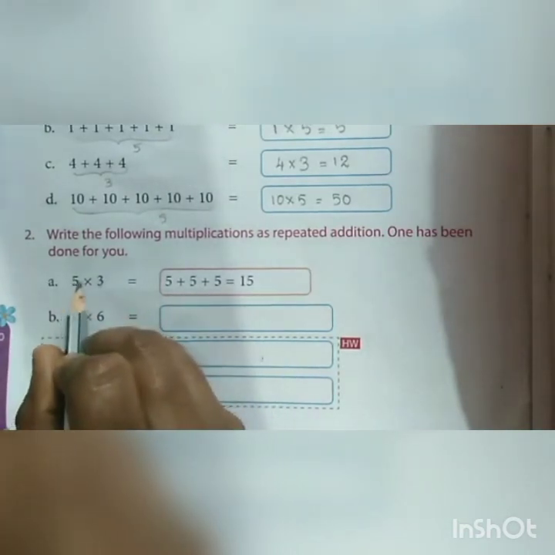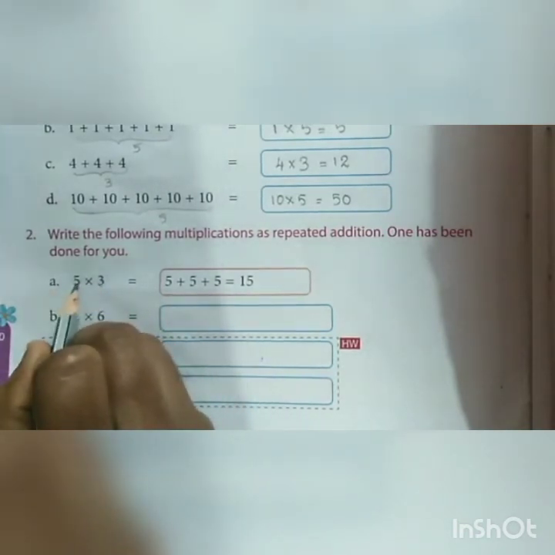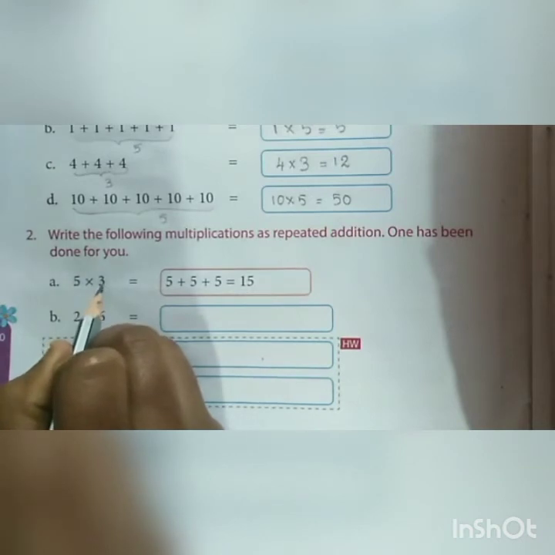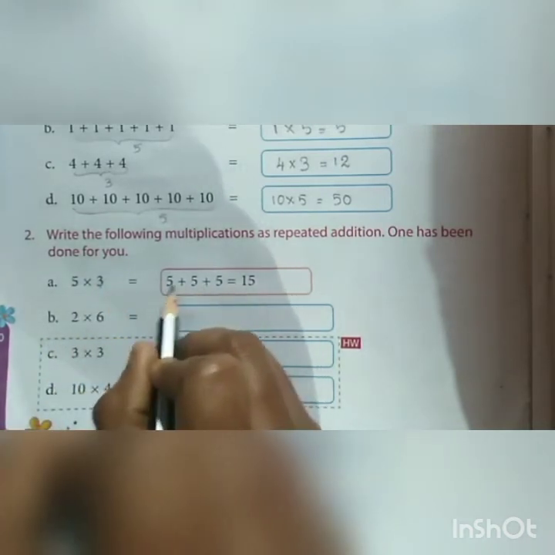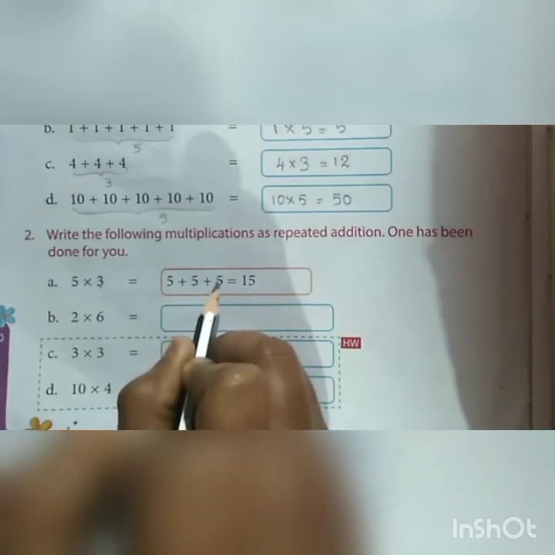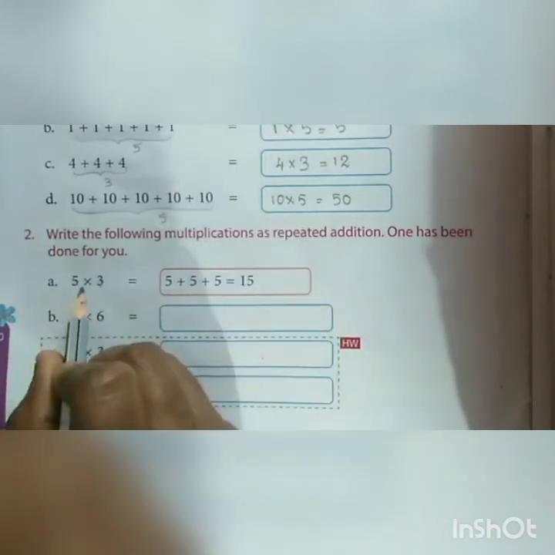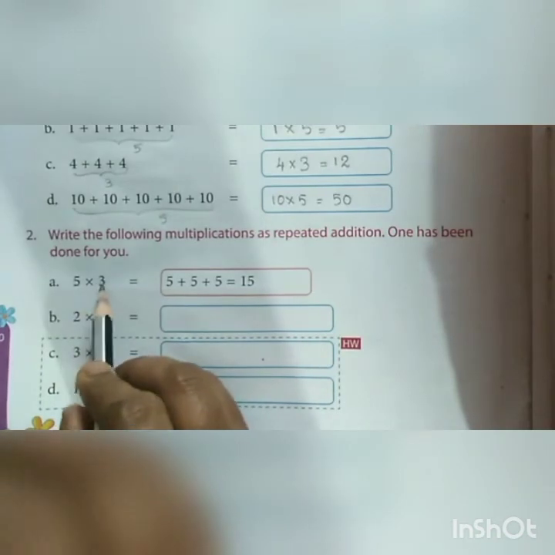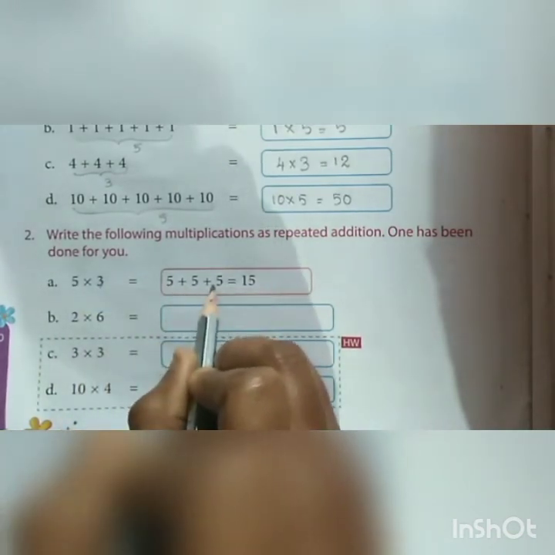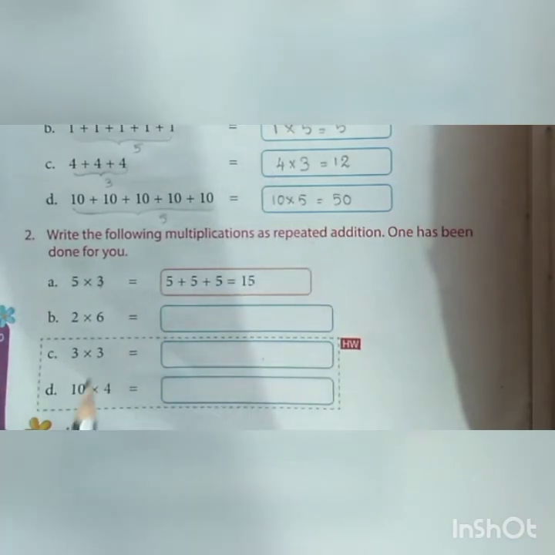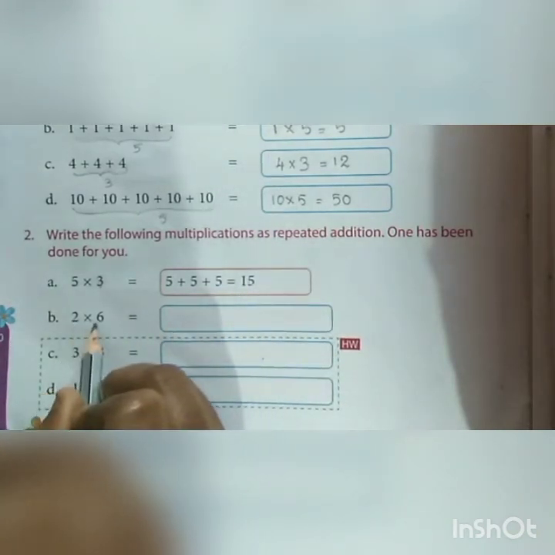So the question 5 into 3 means the number 5 is added 3 times. That's equal to 5 plus 5 plus 5. 5 plus 5 equal to 10 and 10 plus 5 equal to 15. So the multiplication 5 into 3 can be written as repeated addition. 5 plus 5 plus 5 equal to 15. Let's do the next question.